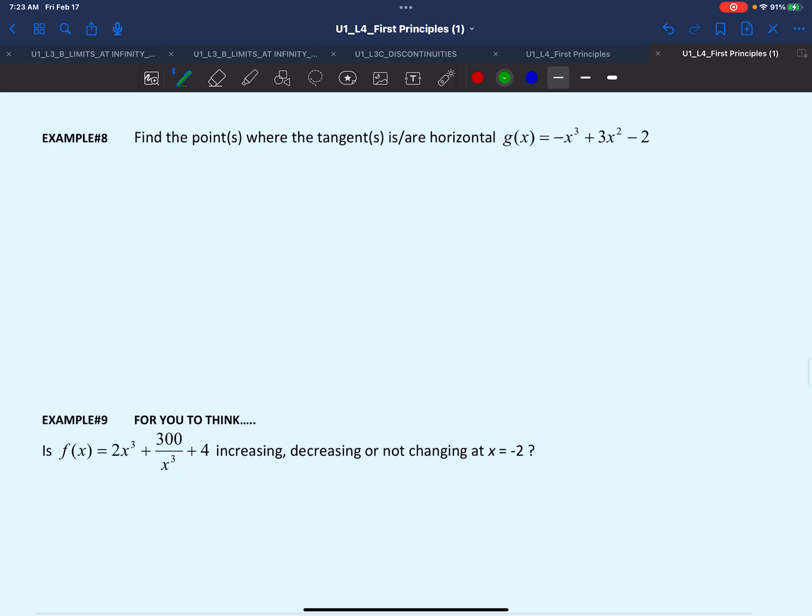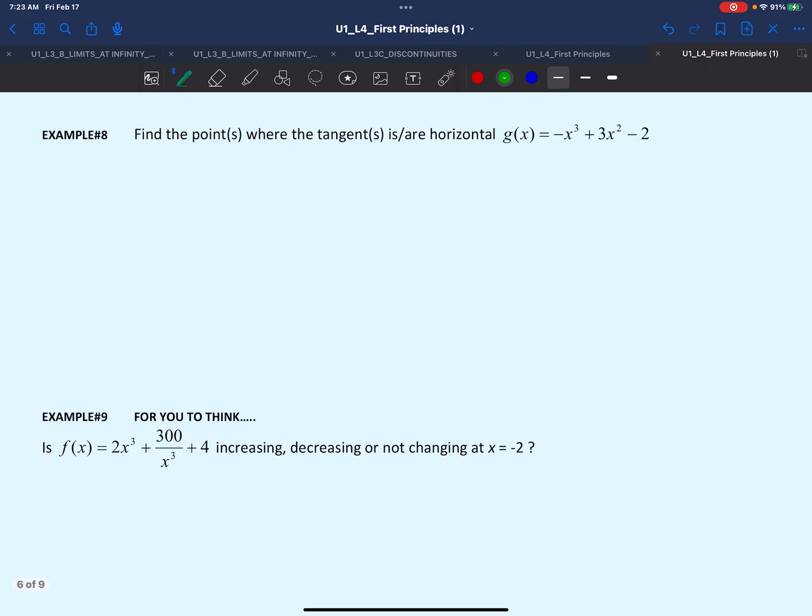In the next example, we have to find the points where the tangents are horizontal given the function g(x) = -x^3 + 3x^2 - 2.